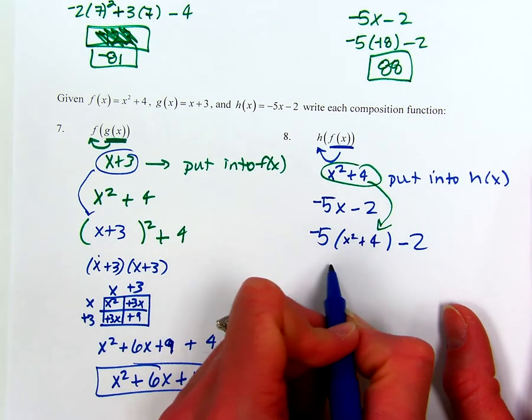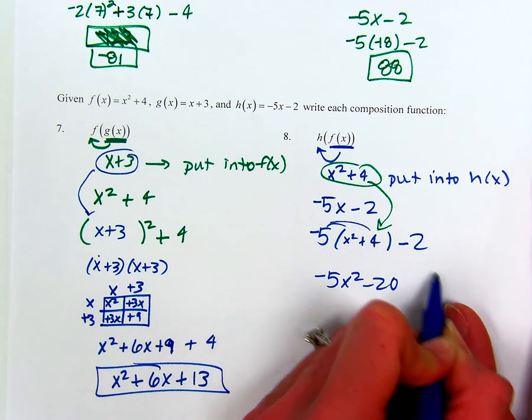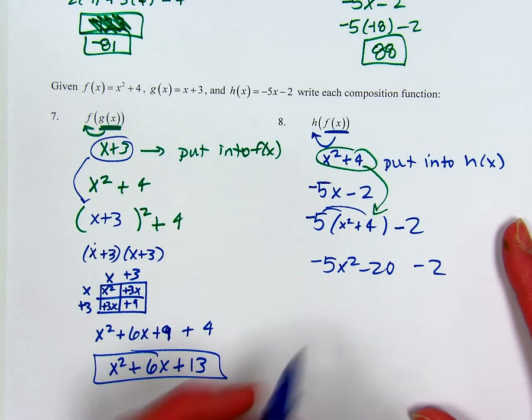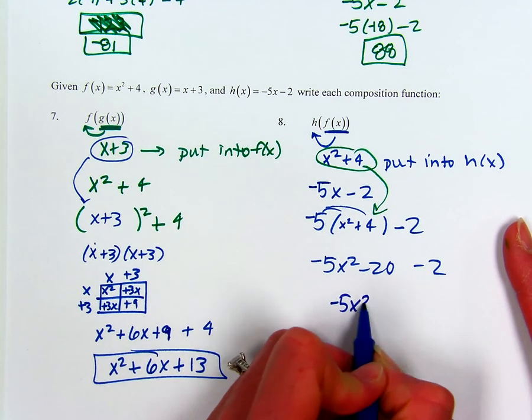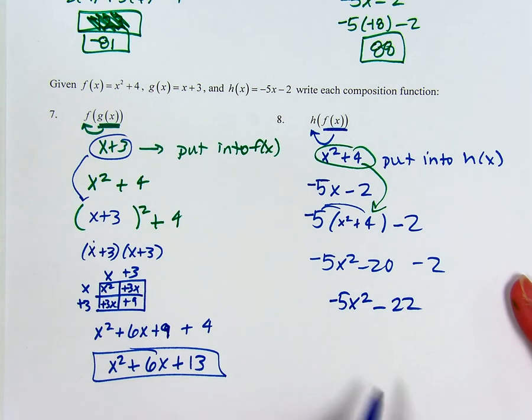Alright, so negative 5 times this, we're just distributing. Negative 5x squared minus 20, and we'll bring down our minus 2. So combine my like terms, and I get negative 5x squared minus 22. I'm all done.